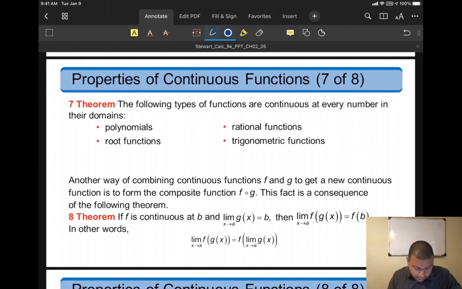So basically what we're saying is polynomials, rational functions, root functions, trigonometric functions, they are all continuous. Sometimes these are called transcendental functions. Maybe you recognize the word from the title of the book. There are more transcendental functions than just these, but these are transcendental functions as well. So all transcendental functions are continuous. Okay.